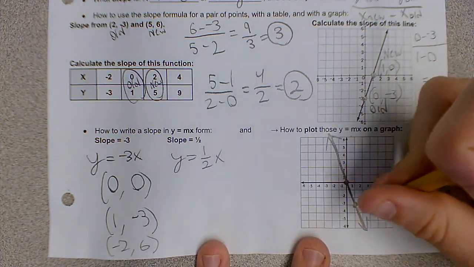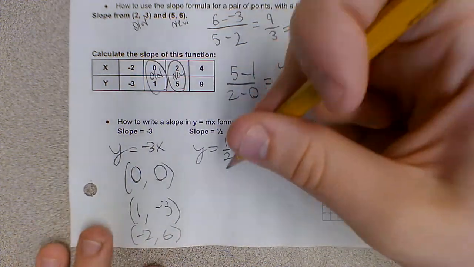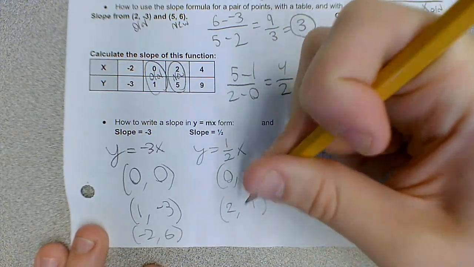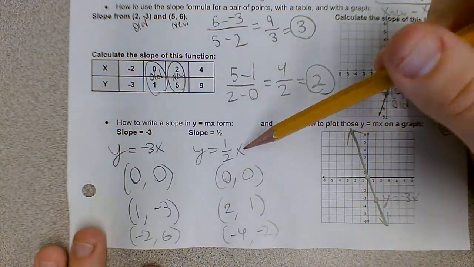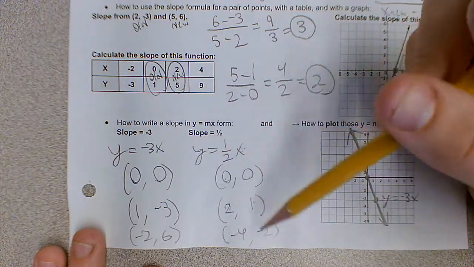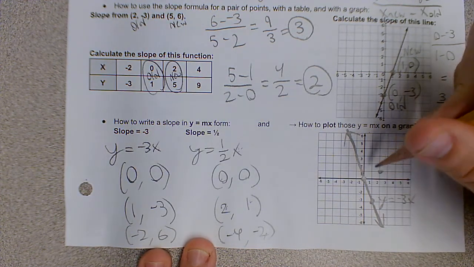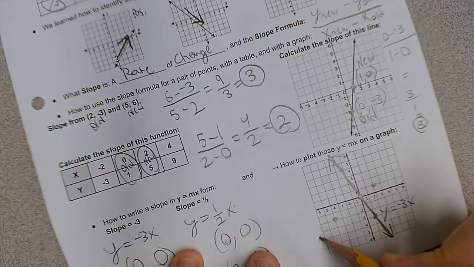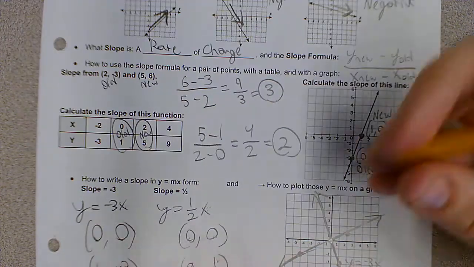I'm going to call this y equals negative 3x. Same thing here. I plug in 0, I get 0. I plug in 2, I get 1. I plug in negative 4, I get negative 2. I plug in my x, I get out my y. Plug in x, get out y. So 0, 0, 2, 1, negative 4, negative 2. This second line is going to be my y equals 1/2 x.